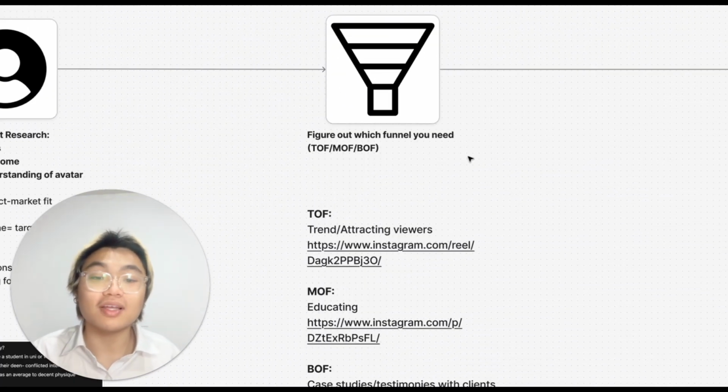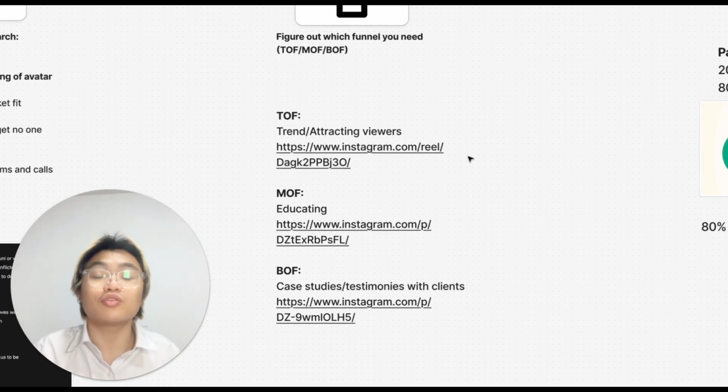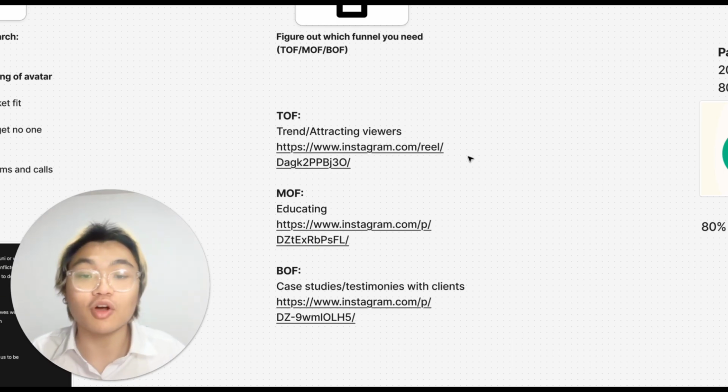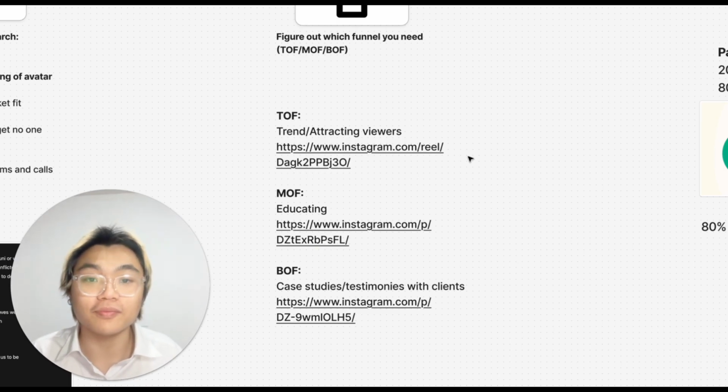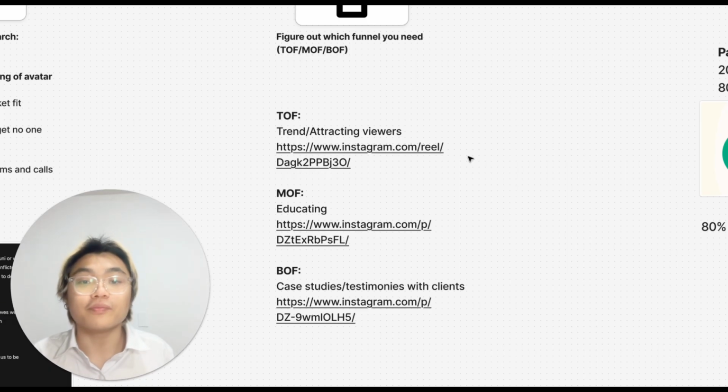So the next step is actually figuring out which funnel you need. And in order to find out which funnel you need, you have to understand the 3 funnels, which are used in all marketing. You might already be familiar: top of funnel, middle of funnel, and bottom of funnel. And what does that actually mean? You need all these 3 different types of content in order to have a balanced page. This is what's recommended in order to have the right ratio of content to post. So you need these 3 funnels.